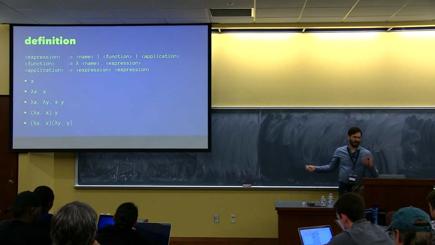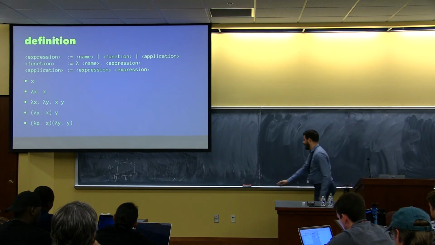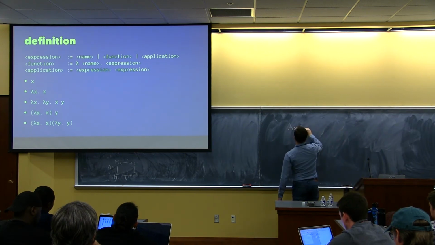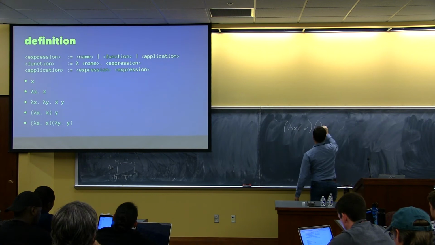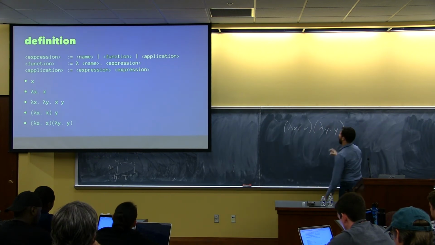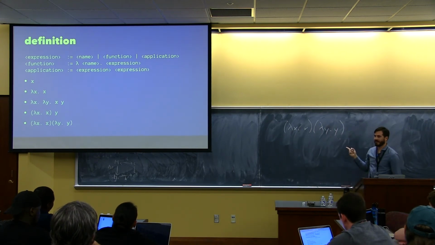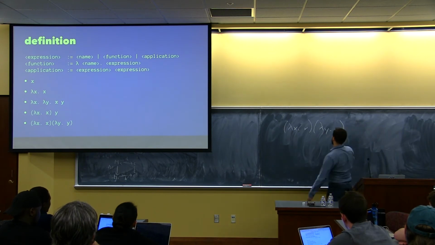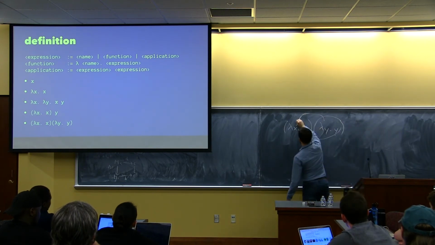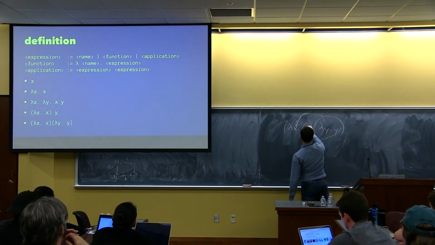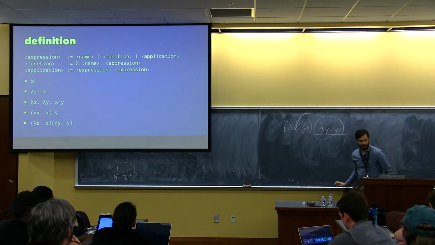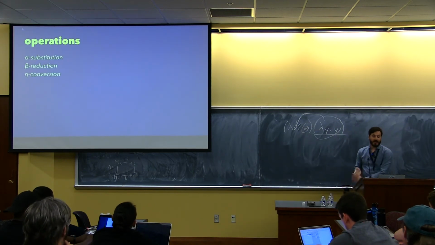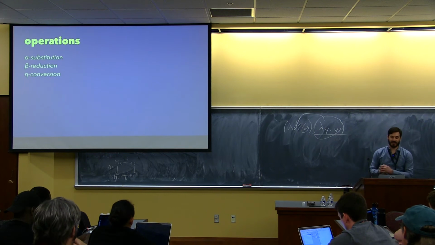They get longer and more tricky-looking, but ultimately the rules are the same. Lambda x dot x, lambda y. Anybody want to guess what this turns into? Yeah, right, because this whole thing goes into here and is substituted for this x, so we're just left with that. This is one of the operations, actually, beta reduction.